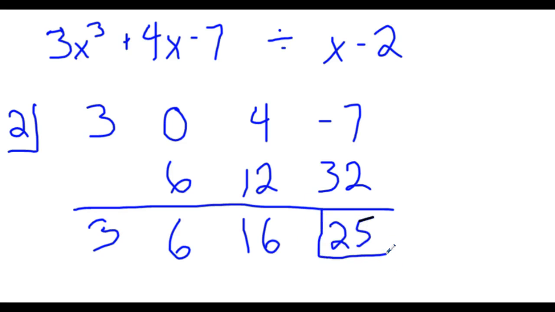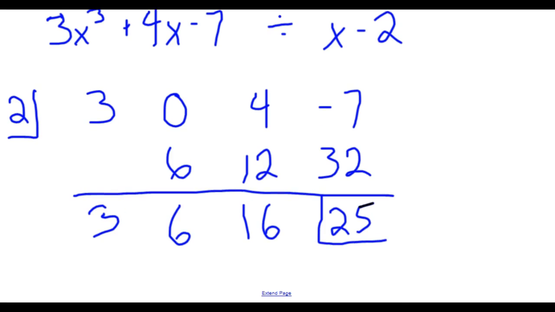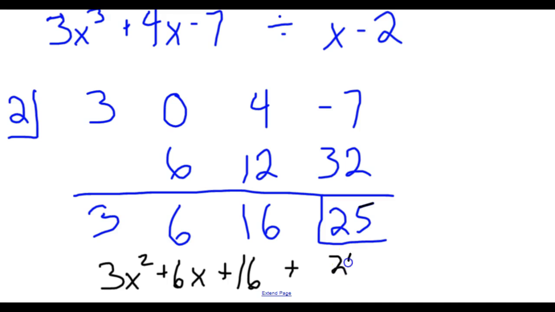Okay, so notice this time we didn't get a remainder of 0. So how we write that is, notice we started with an x cubed again, so this would be 3x squared plus 6x plus 16 plus 25 divided by our divisor of x minus 2. So just like polynomial long division, with synthetic division, if you have a remainder, you write it the same way. You take that remainder divided by the divisor.